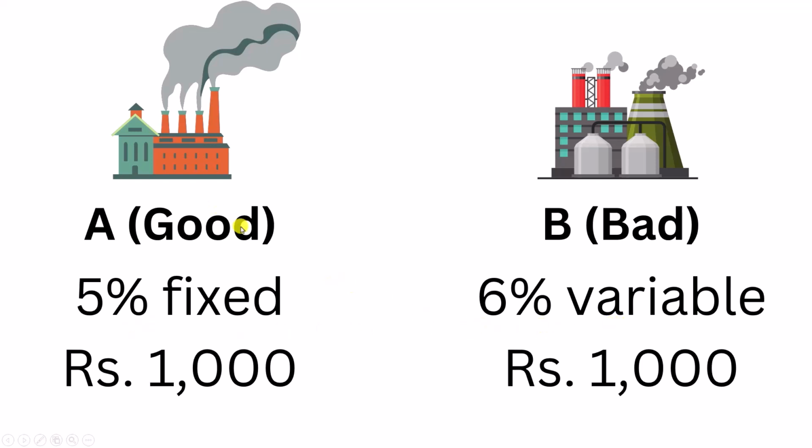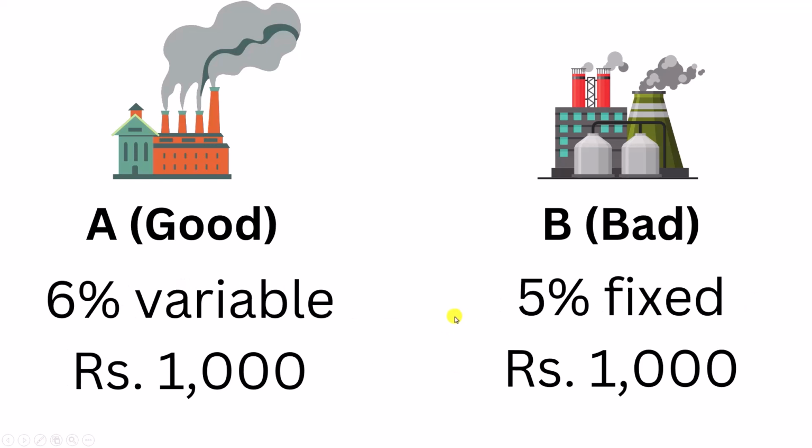Now what these two companies do is they swap their interest rates. They swap their interest rates or they enter into a swap contract. Due to this, company A will be paying 6% variable interest and company B will be paying 5% fixed interest rate, on the loan amount that they take.